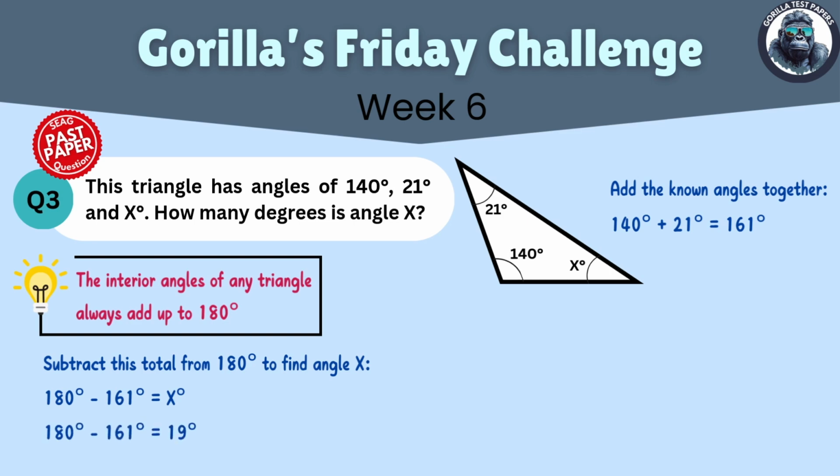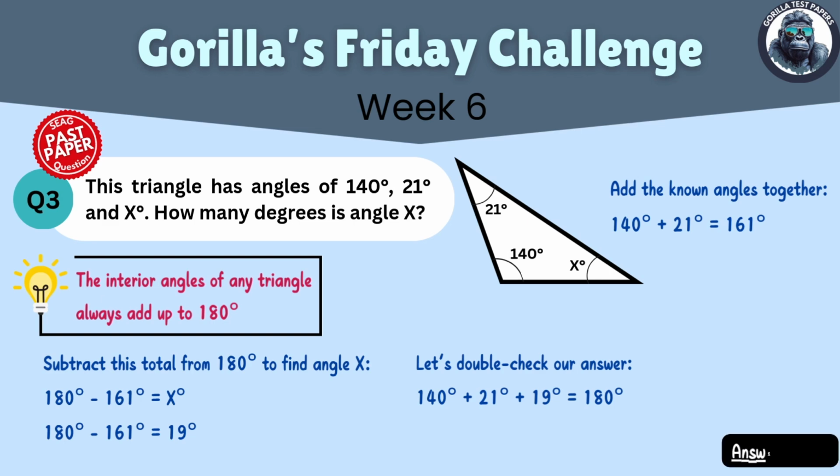For this question, we can also double check our answer. This is because we know that the interior angles of any triangle should add up to 180 degrees. So therefore, we add up the known angles along with our answer, which is 19 degrees. This gives us 180 degrees. So therefore, this confirms our answer is correct.